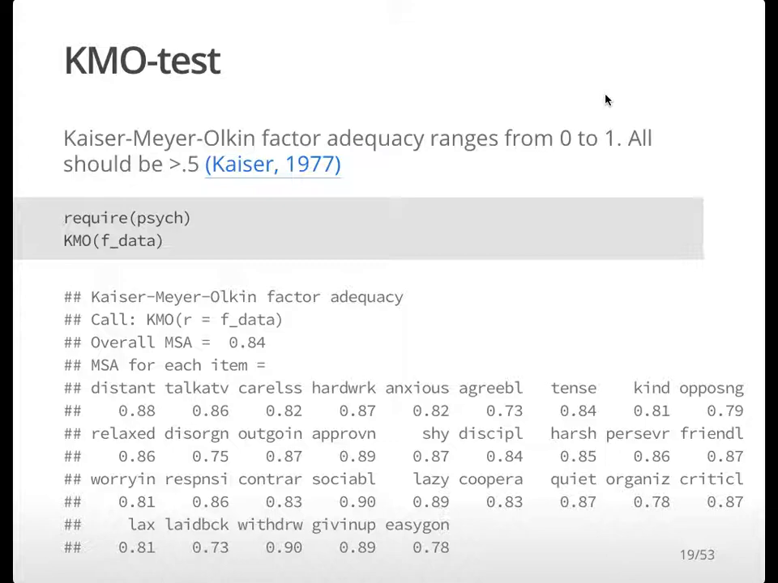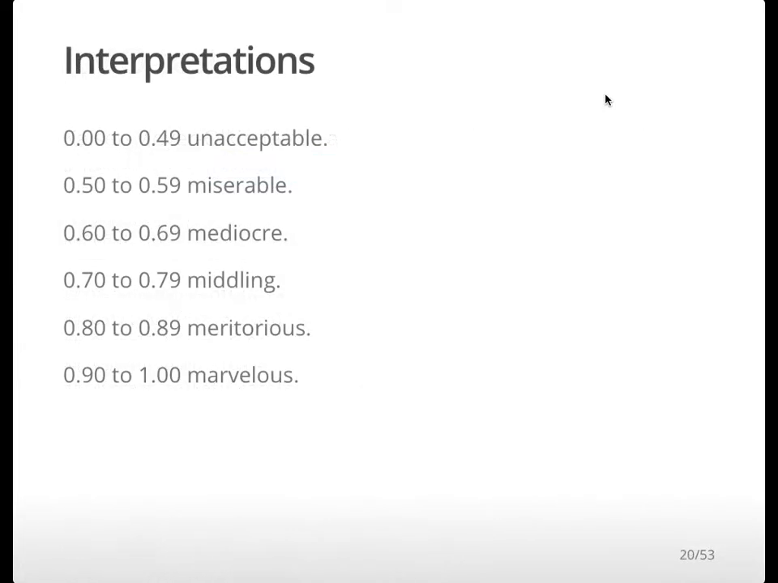Then for each single item, it gives you the factorability of that item, and you want none of them to be below 0.5, according to Kaiser. You can see all of them are looking quite good. We have a couple of lower ones at 0.78, but all of them are still far away from 0.5.